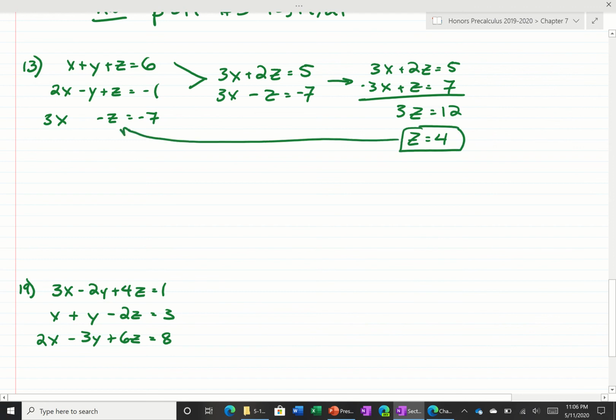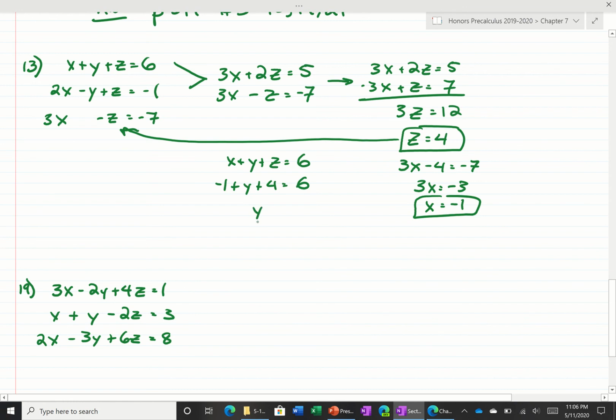If z is 4, we could plug it in here. Get 3x minus 4 is equal to negative 7, and we get 3x is equal to negative 3, so x is negative 1. And we could plug those two into the very first equation. x plus y plus z is 6. So negative 1 plus y plus 4 is equal to 6. And negative 1 and 4 is 3, so 6 minus 3 is 3. So the solution would be negative 1, comma 3, comma 4.